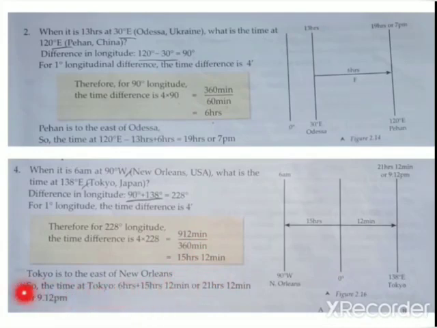So Tokyo is to the east of New Orleans. The time at Tokyo is 6 a.m., so we make it 6 hours plus 15 hours 12 minutes. So it becomes 21 hours 12 minutes. When we convert to the time, we can say 9:12 p.m. 9:12 p.m. is the time at Tokyo.